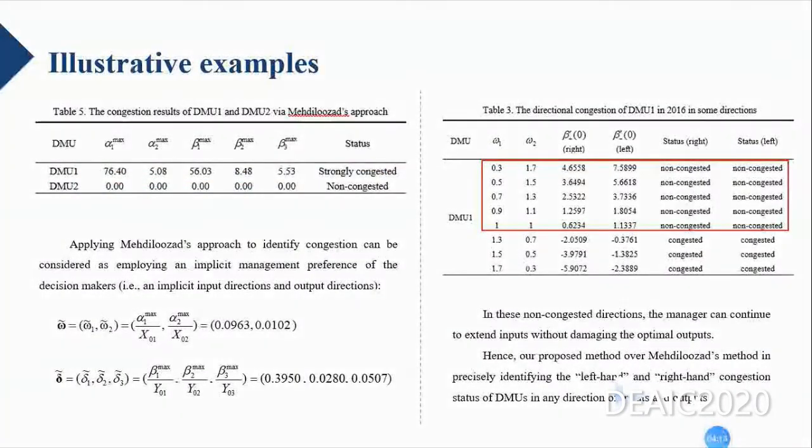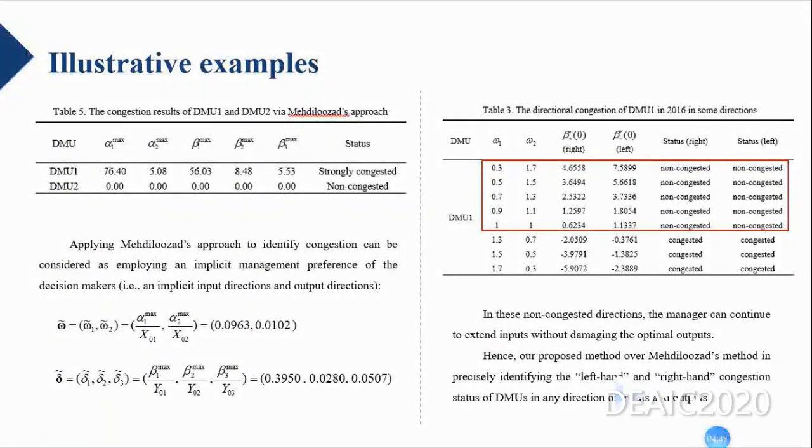In the following, we turn to explore the benefits of the proposed method that can consider any given management preference of decision makers by comparing with Mendelsohn's method. It is another typical method to recognize congestion. This method is shortly named as M's method in our research.